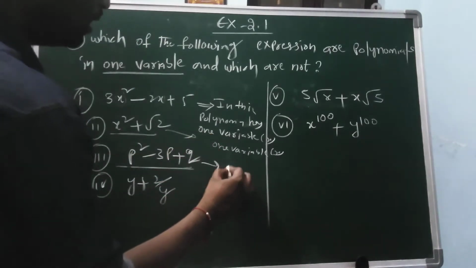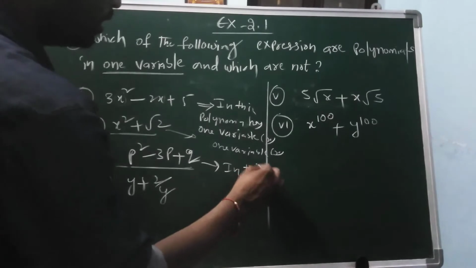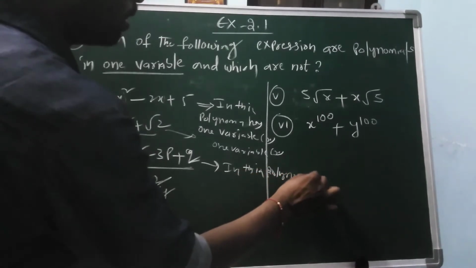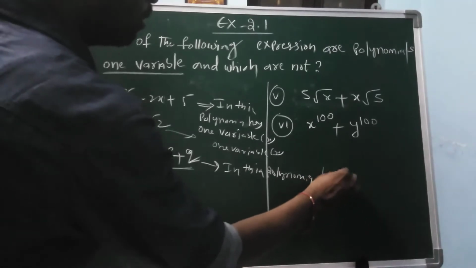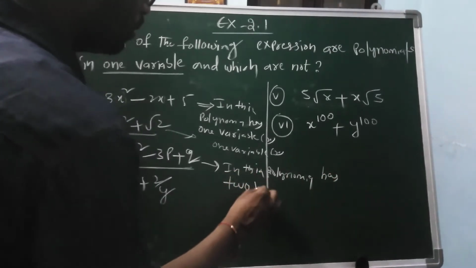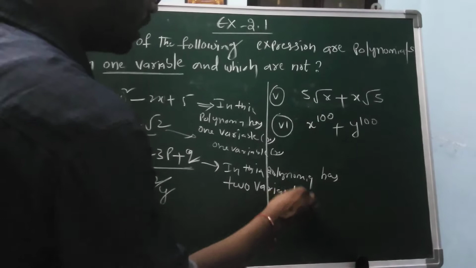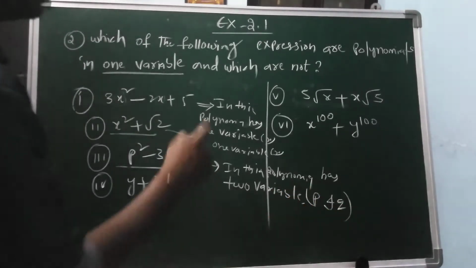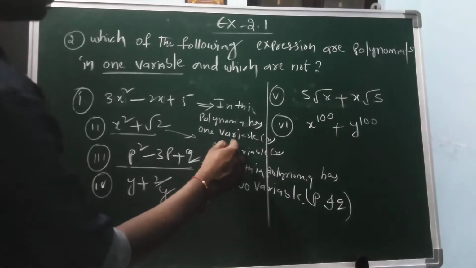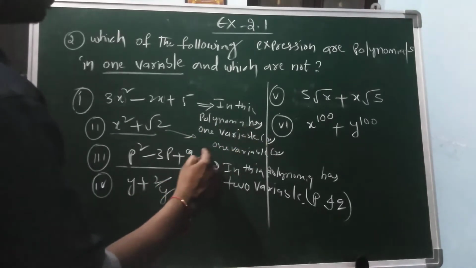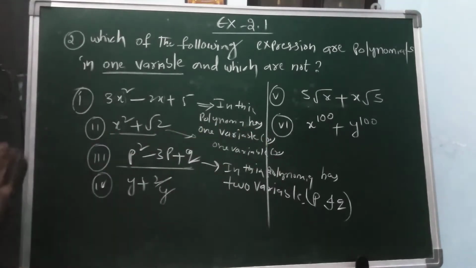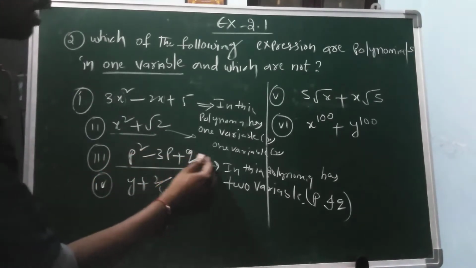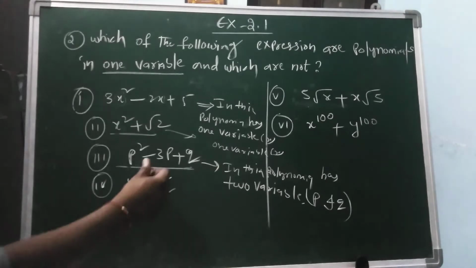So simply write down: this polynomial has two variables. The variables are P and Q. This polynomial has one variable, the variable x. This polynomial has one variable, the variable x. In this polynomial, two variables are there. P is one variable and Q is one variable.